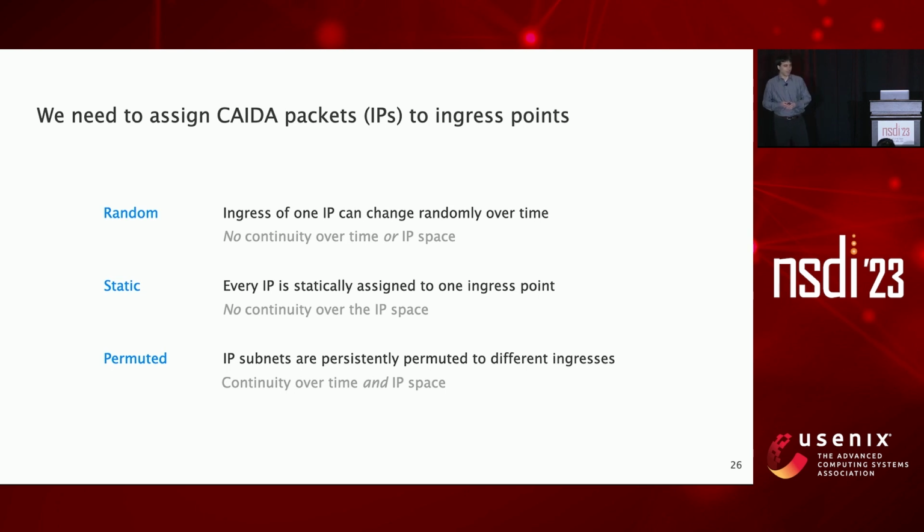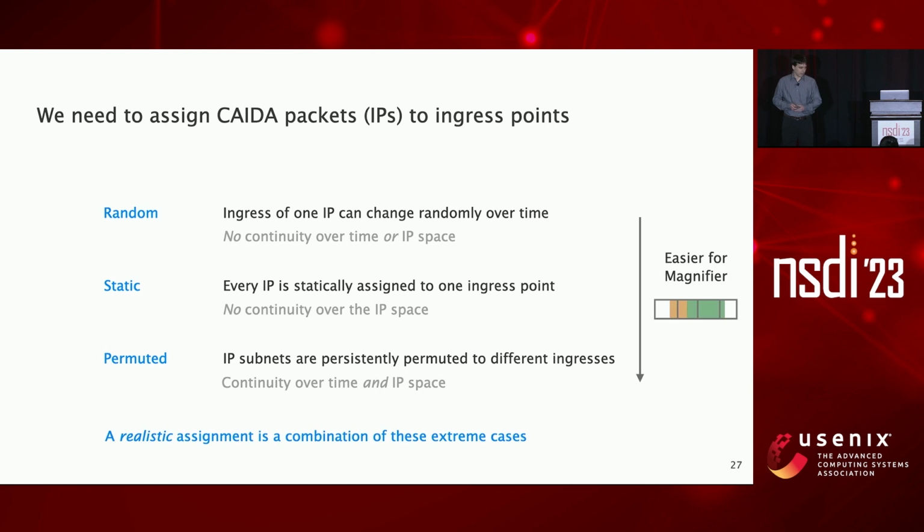Then a static one, where we initially add every IP to one single ingress point and then keep it over time, so there's time consistency, but no consistency in the IP space. And finally, permuted, where we permute on a subnet basis, making it more prefix-like as we might see it in the internet. So in general, we believe that going from random to permuted makes it easier for Magnifier to perform the operations. And in reality, it will be a mix of all these different scenarios.